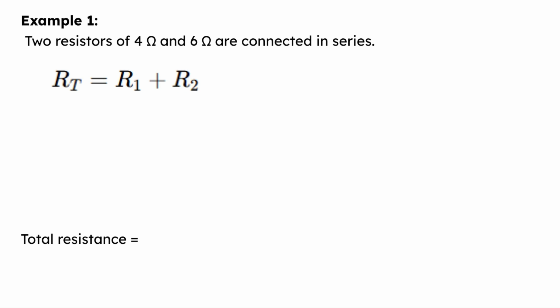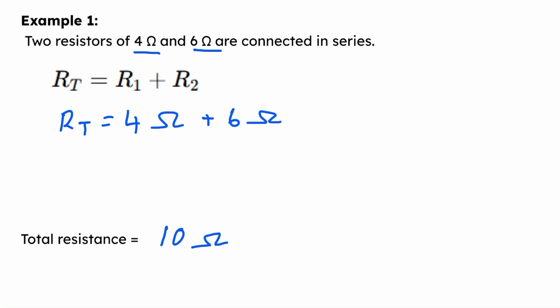Now let's look at that using an example. So we have two resistors of 4 ohms and 6 ohms which are connected in series. Our total resistance is equal to the resistance of our first resistor plus the resistance of our second resistor. So we can substitute our values into the equation. So RT equals 4 ohms plus 6 ohms, and that would equal 10 ohms.